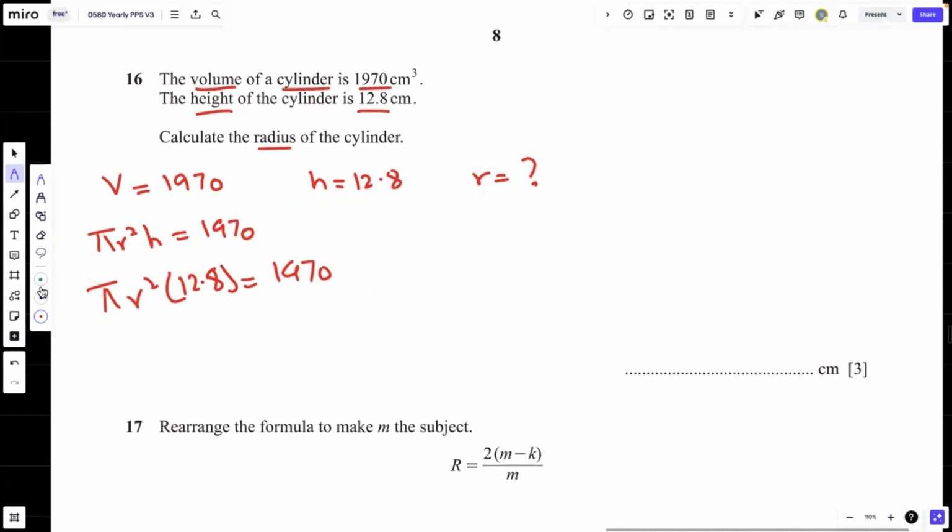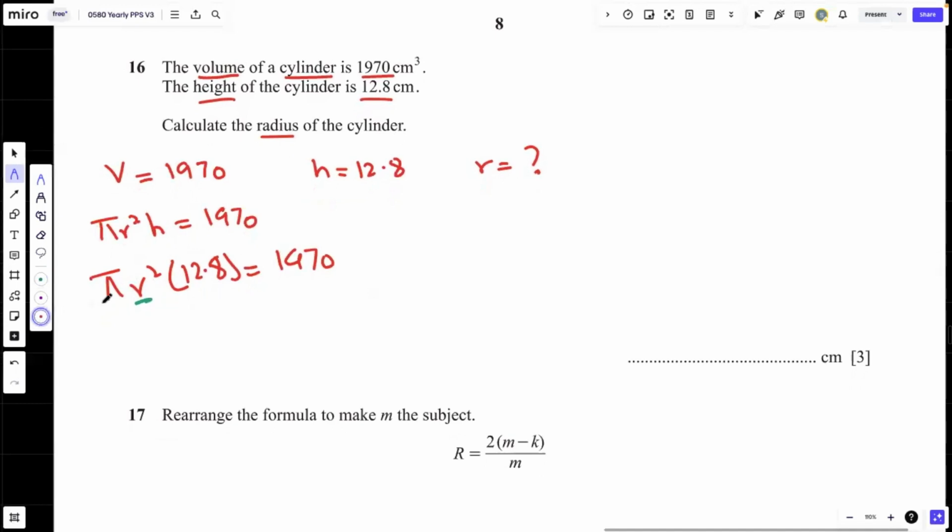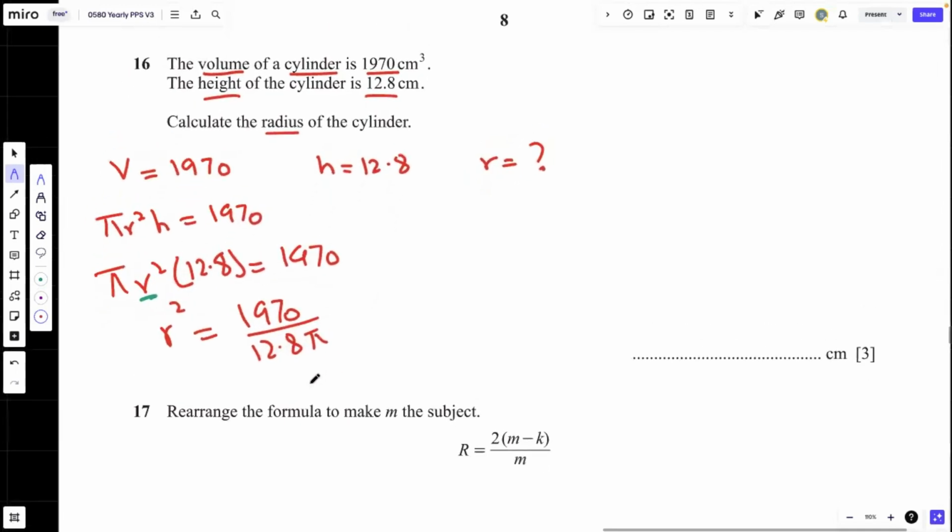And now notice we have only a single variable, r. Pi is not a variable, pi is a constant, so that's just some value, which is 3.142. So we can find out the radius. r square is going to be 1970 upon 12.8 pi. And then you can take the square root of the entire thing. So it's going to be the square root of 1970 over 12.8 pi.